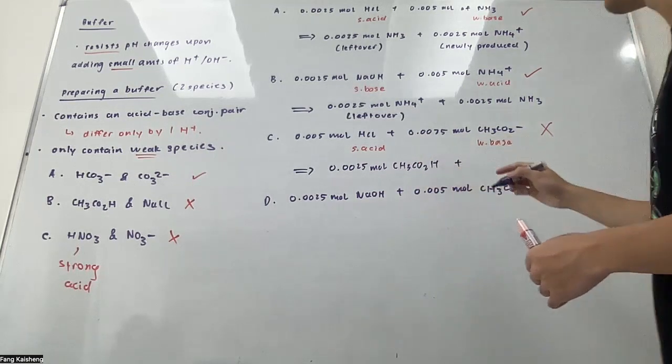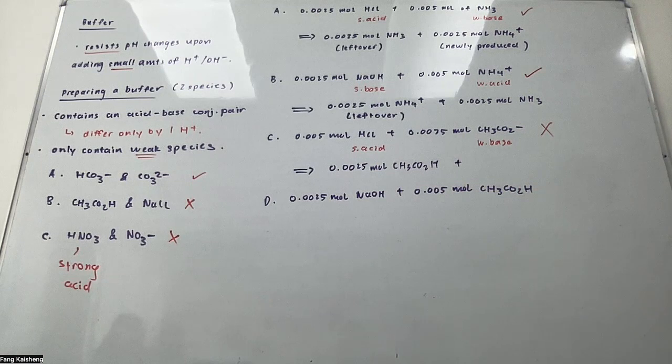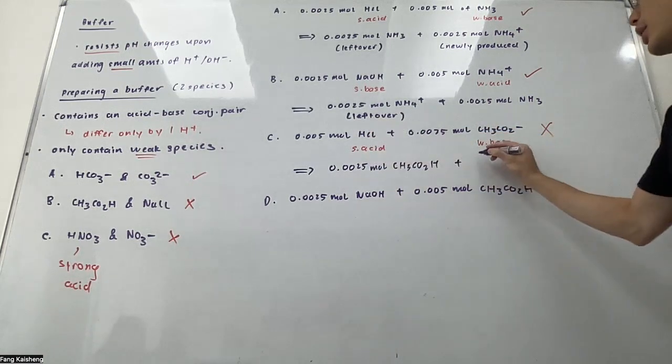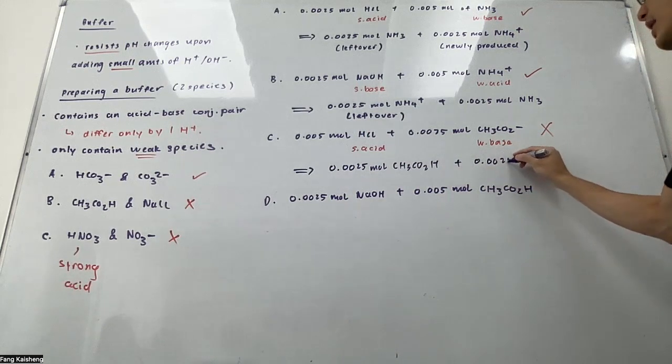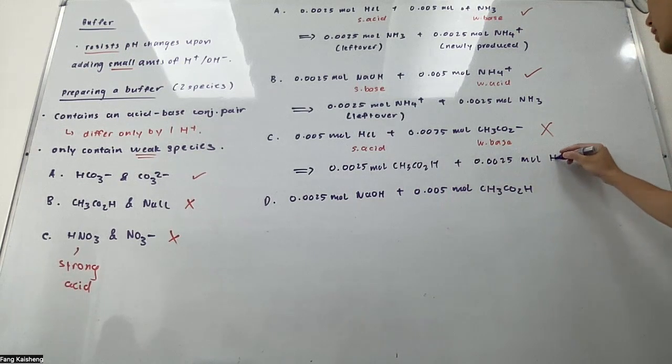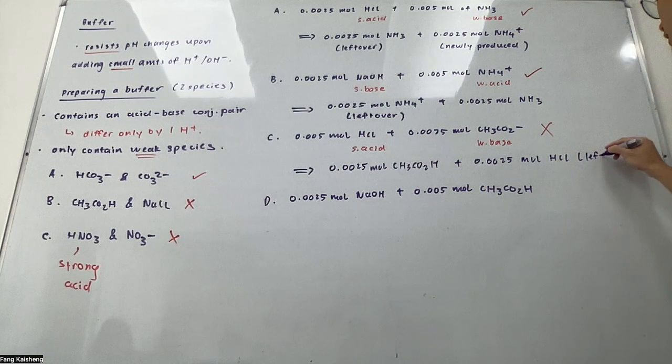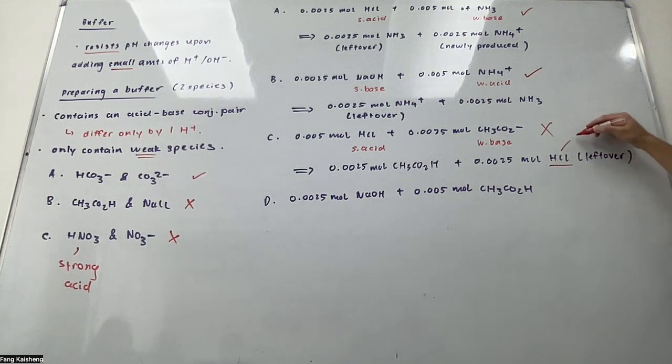But what else do you have? This is in excess, so you're going to have remaining HCl. So you have a bracket here, this is leftovers. HCl once again is a strong species and cannot be in the buffer. That's why this is wrong.